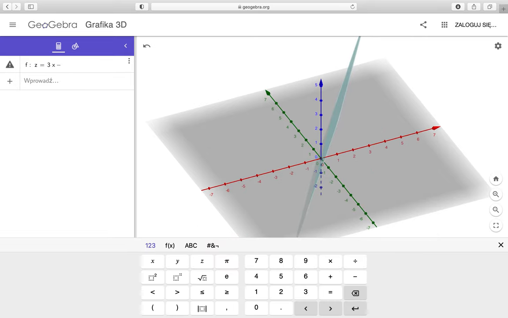Okay, let's try something more challenging. How would x squared look like?